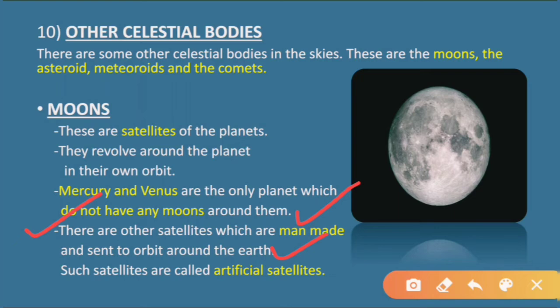So there are different satellites. One is man-made satellites and one is natural satellites, and the man-made satellite is known as artificial because it is not real. That is why it is known as artificial, and they generally send the satellites around the planet Earth to get information about the earth.